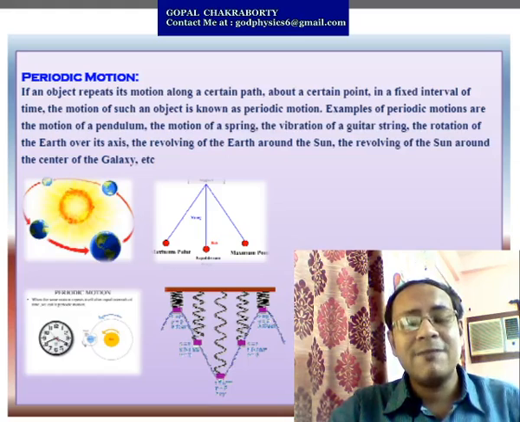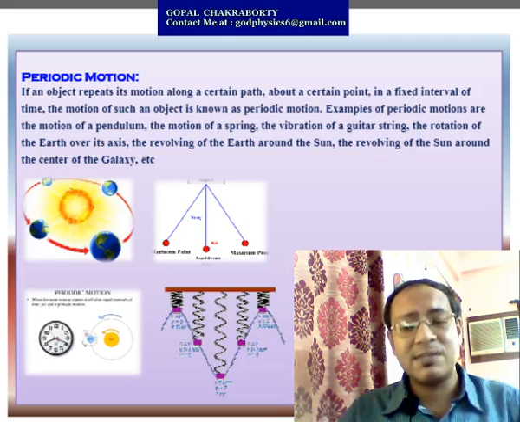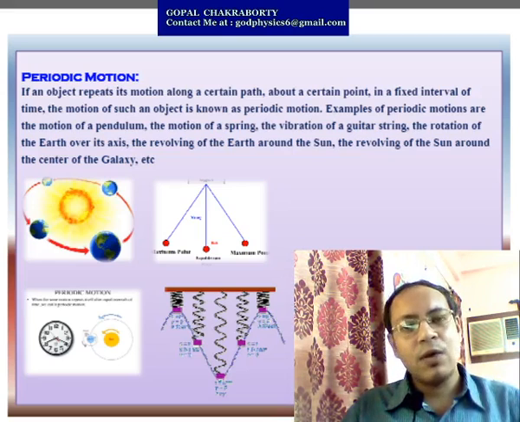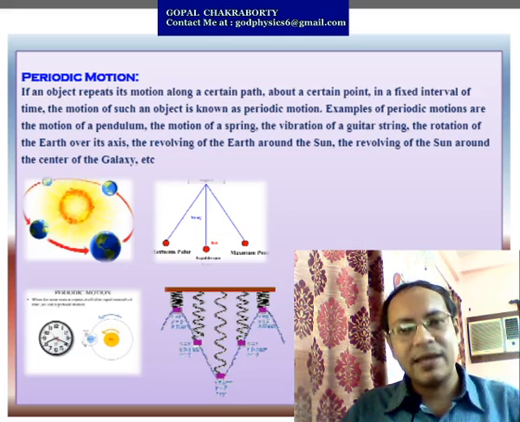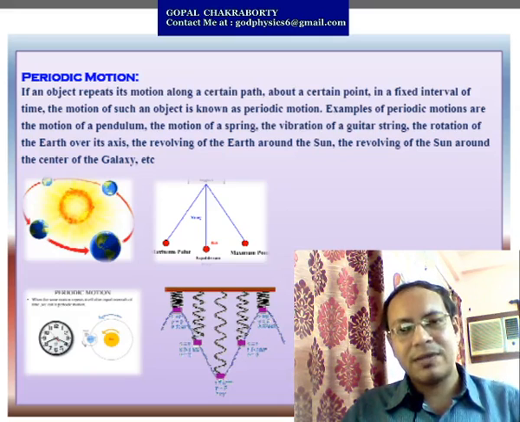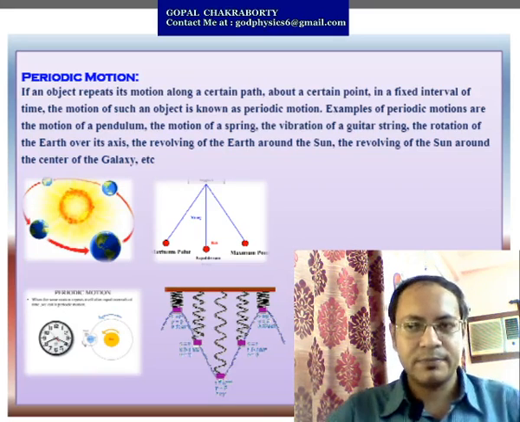If a mass is hanging from a spring, and you just raise that mass and release it, that motion of the spring is treated as periodic motion. So lots of examples are there. Remember that where a motion repeats its path after a certain interval of time, it is called periodic motion.